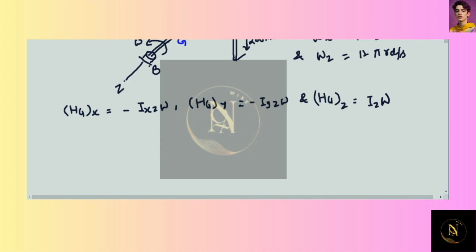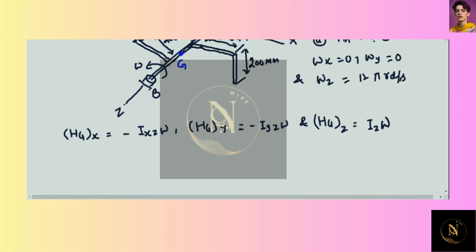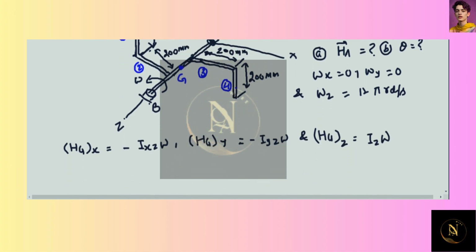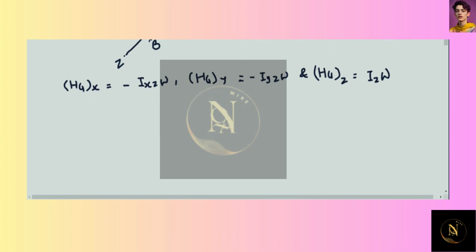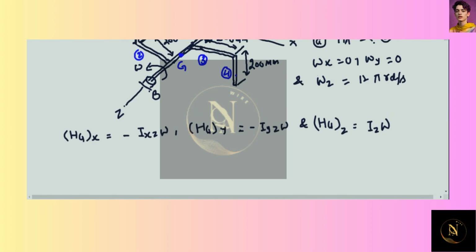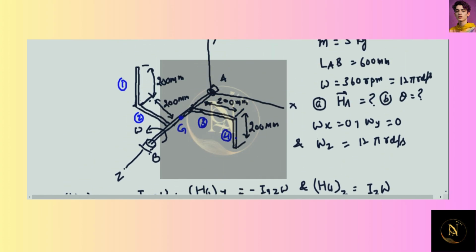We can divide the assembly into 4 segments. I am marking them here with blue color: 1, 2, 3, 4. The mass of each segment will be half, and the side will be A. This can be marked as A. Say this is equal to A. This is A, this is A and this is A.